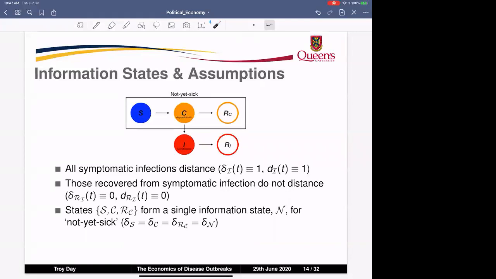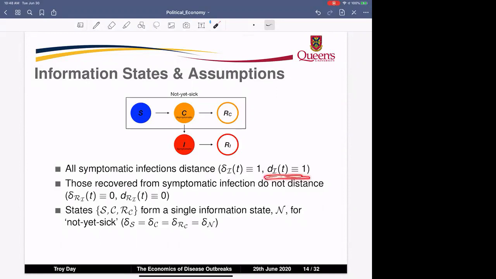Now here are some things I already alluded to. I'm going to first assume that all individuals in the I class will distance, either because they're sick enough that they stay home themselves, or because it's an obvious thing for a government to ask of people. This is a very particular assumption, and we can talk about the consequences of relaxing it later, but I think it's not an unreasonable place to start, given we want to draw out some of the qualitative features of these sorts of dynamics.